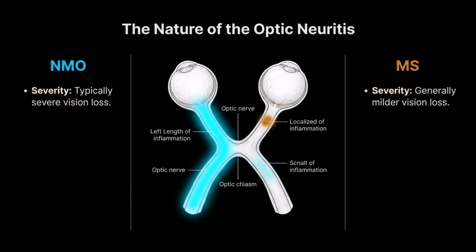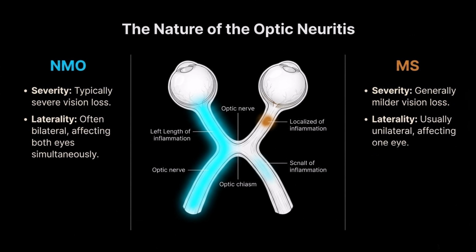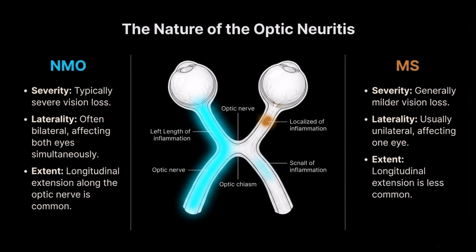In NMO, the severity of vision loss is typically quite severe. This stands in contrast to MS, where the vision loss is generally milder. Another key differentiator is bilaterality. While optic neuritis in MS is usually unilateral, affecting just one eye, in NMO it can often be bilateral, affecting both eyes at the same time. Furthermore, when we look at the extent of the inflammation, longitudinal extension along the nerve is common in NMO, whereas it is less common in MS.